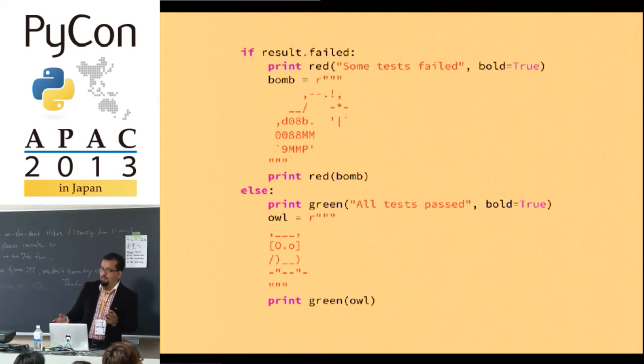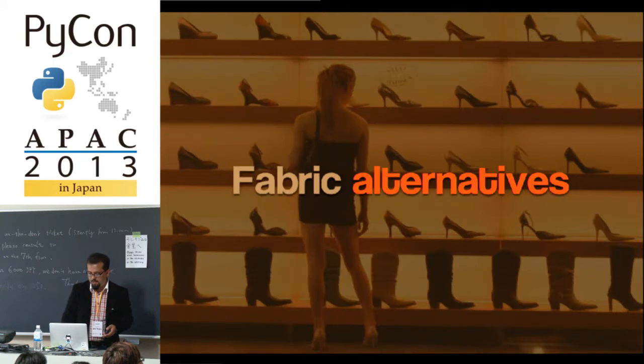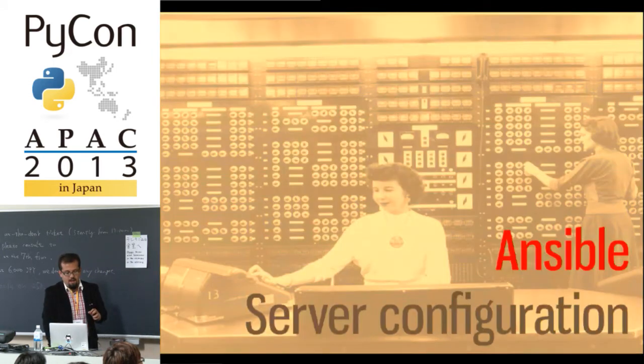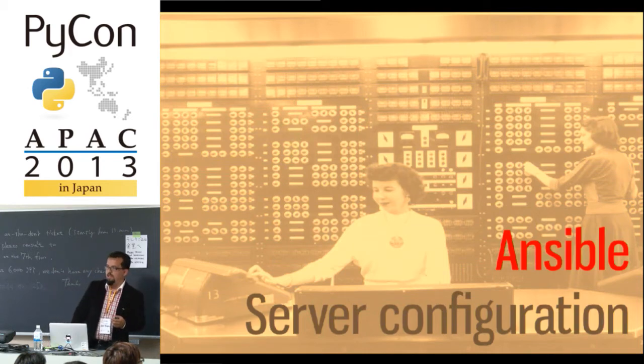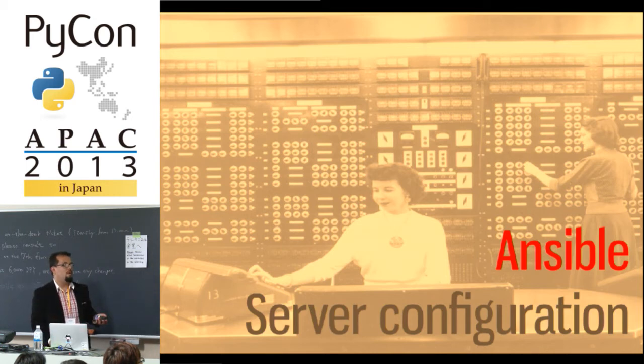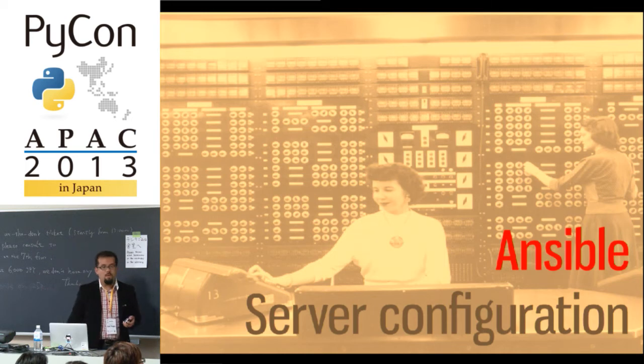Now, Fabric is sort of low level, and there are lots of alternatives for it. If you are doing server configuration, like configuring users and setting something up from scratch, you are probably better off using something like Ansible, for when you are more clear about what you want to do instead of how you want to do it.